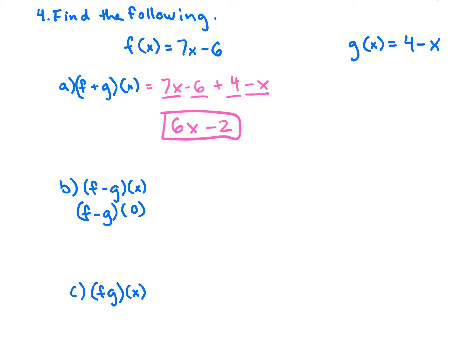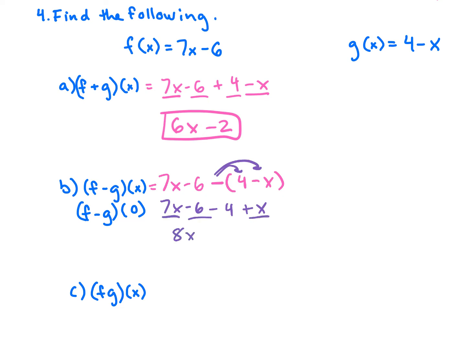For b, we're subtracting. So f minus g of x, we have 7x minus 6 minus g of x, which is 4 minus x. I put the second one in parentheses because when we subtract, I have to make sure I distribute that negative. So 7x minus 6 minus 4 plus x. So combine my like terms. This becomes 8x. Combine negative 6 minus 4 would be negative 10.